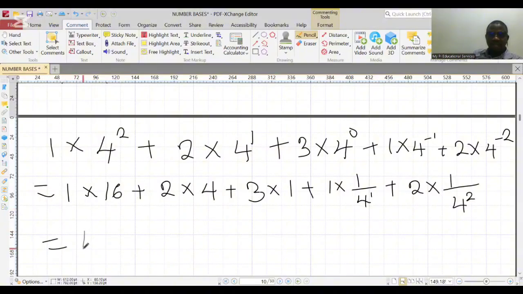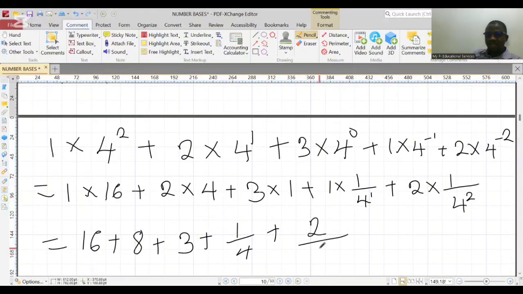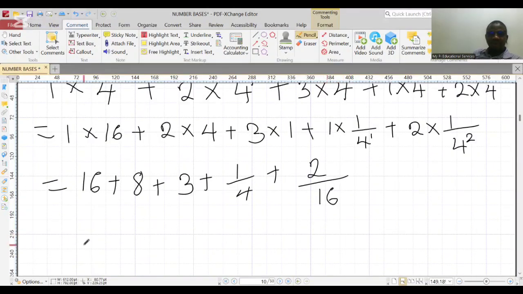So 1 times 16 will give you 16, plus 2 times 4 will give you 8, plus 3 times 1 will give you 3, then plus 1 times 1 out of 4 raised to the power of 1 will give you 1 out of 4, plus 2 out of 4 squared is 16. So 16 plus 8 plus 3 will give us, what number do we have? When you add 16 plus 8 plus 3, we have 27.